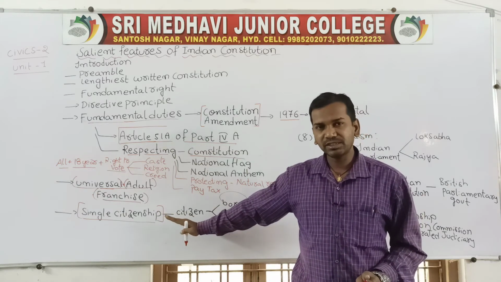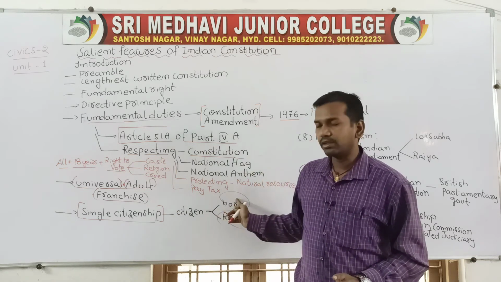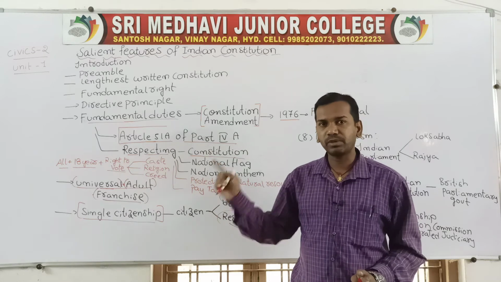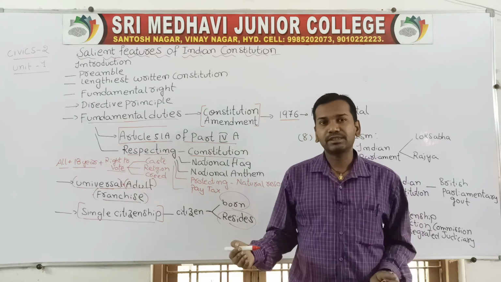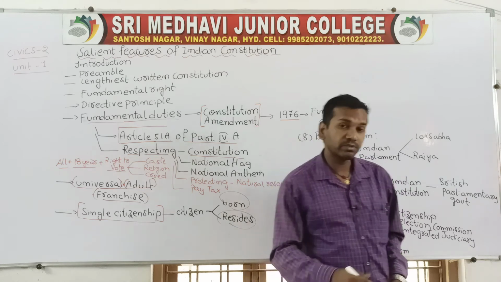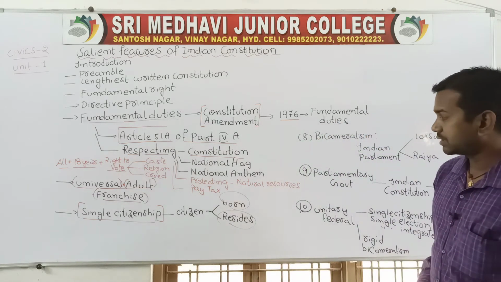To achieve the citizenship of any country, two things are most important. One is birth. If you are born in that country, you will be a citizen of that country. And the second thing is residence. If you are living in that country for more than 5 years, you can become a citizen of that country.